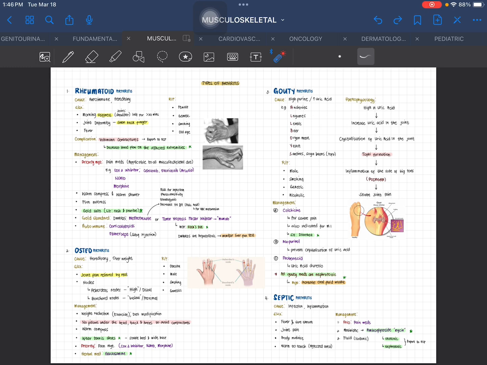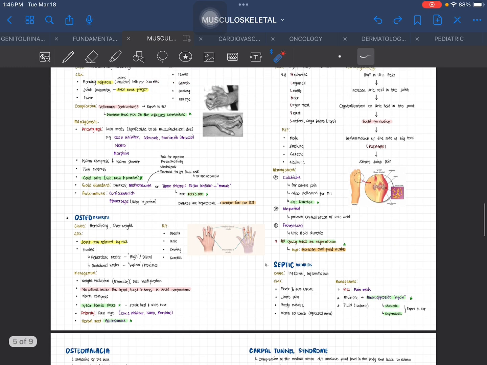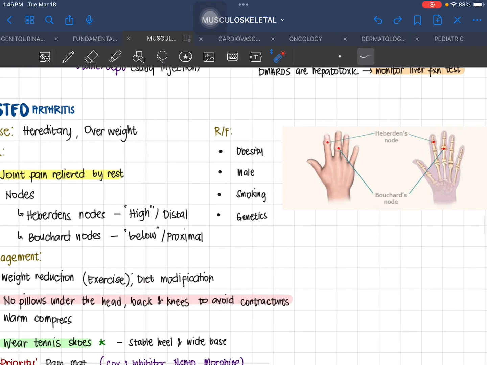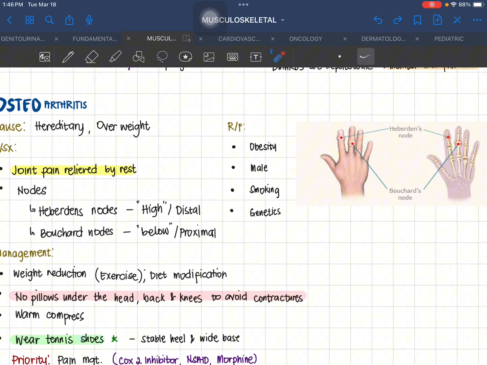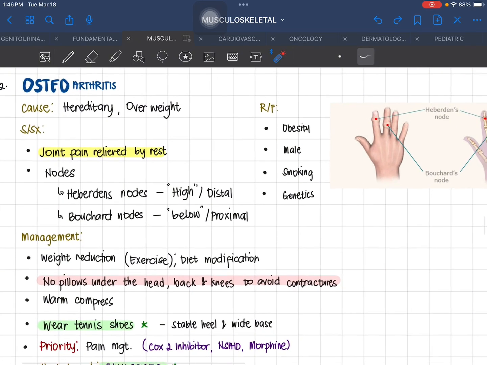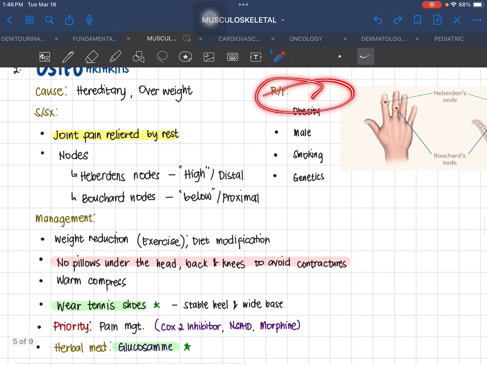And, female. So, dito kasi kay osteo, common siya sa male. Male and obesity. So, yun yung kaibahan lang nilang dalawa. Due to obesity, yun naman ito. Obesity or overweight.